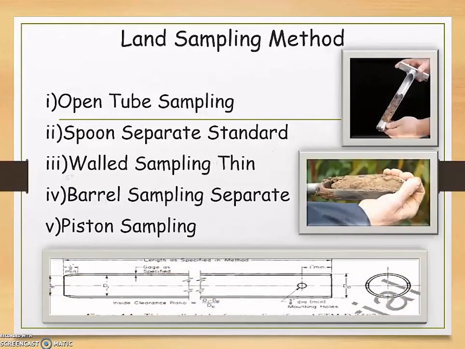This is about land sampling methods. So the tools that we can use for land sampling methods are open tube sampling, split spoon standard, thin wall sampling, barrel sampling, and also piston sampling.